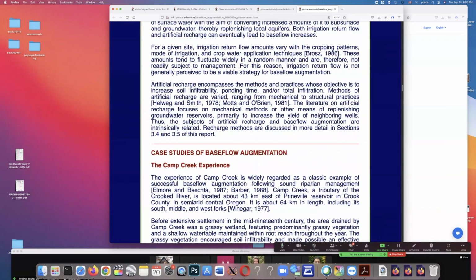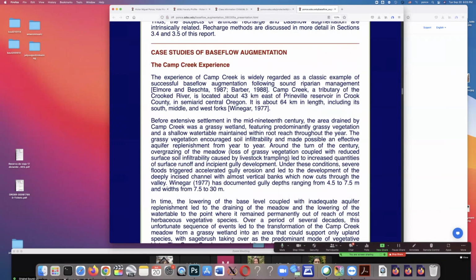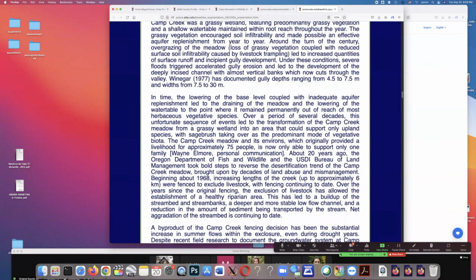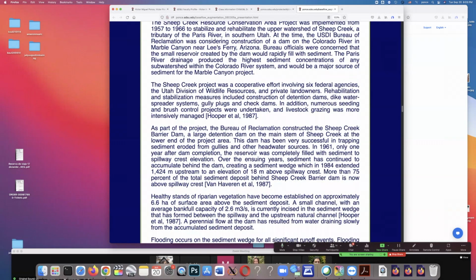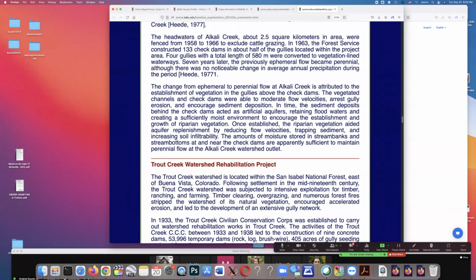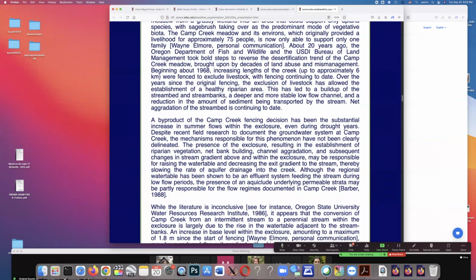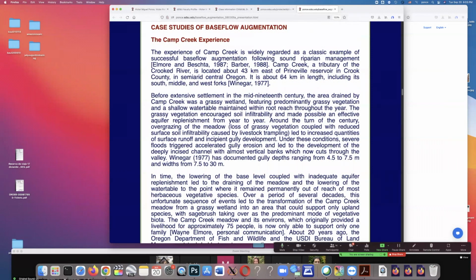Irrigation return flow, artificial recharge, and the Camp Creek experience. And I am going to briefly describe the Camp Creek experience. I will not get into the other three of them. There's the Sheep Creek Barrier Dam, the Alkali Creek. They're similar projects, okay? The Trout Creek Watershed Rehab Project, fascinating. But because of the issue of time, I'm just going to retell the Camp Creek experience, and then we move on to some of the subjects.